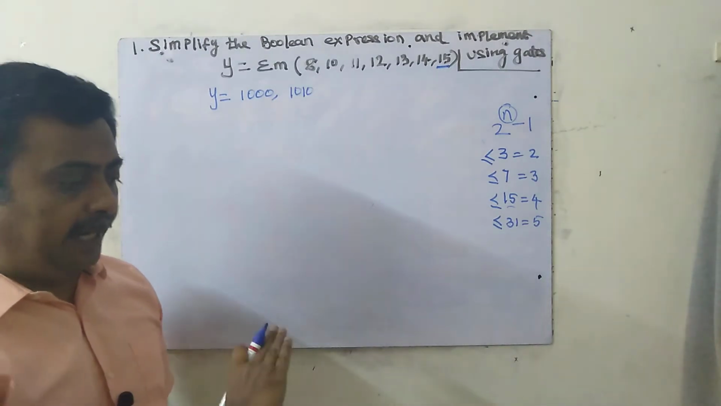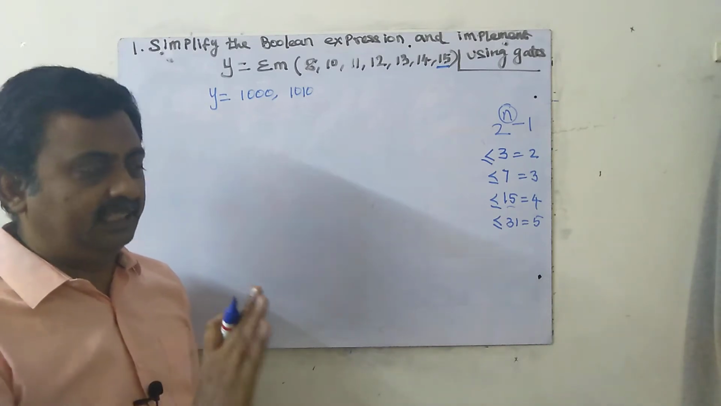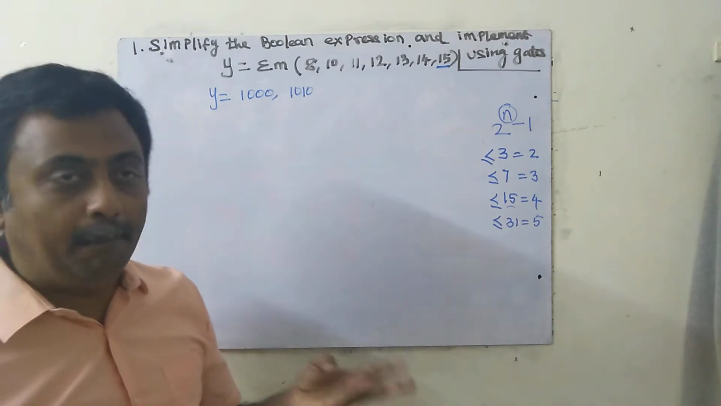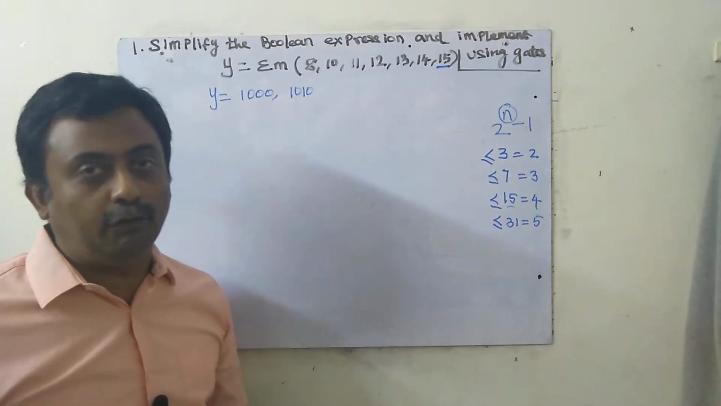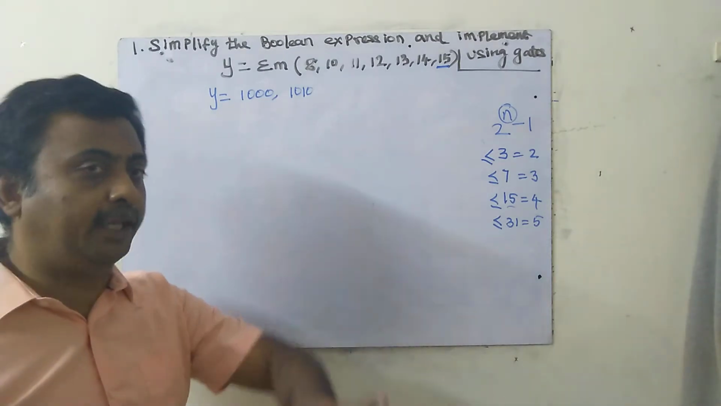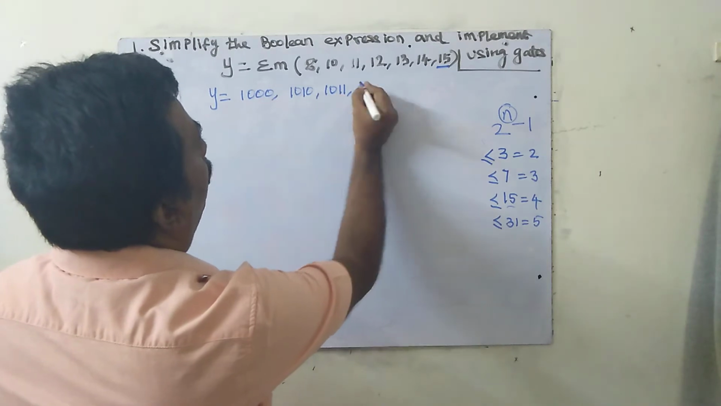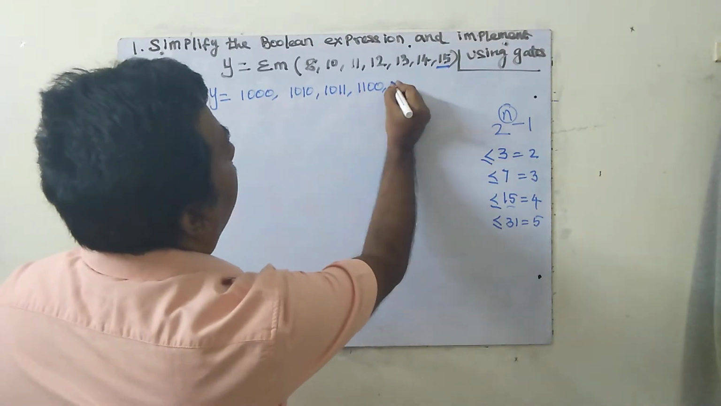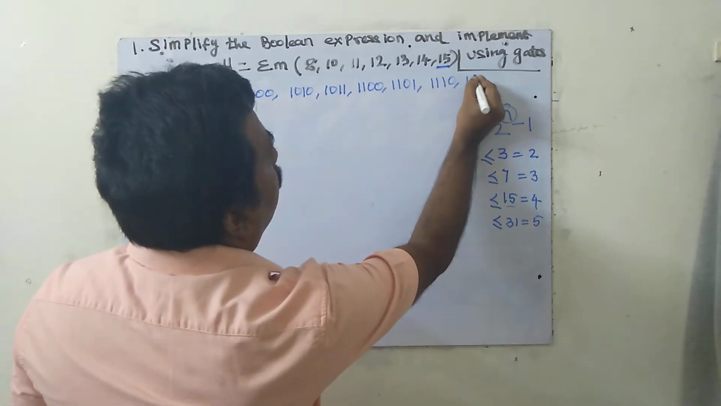Up to 15 you should remember the binary, decimal and hexadecimal conversions. Octal is not necessary. Binary from 0 to 15, with its equivalent hexadecimal and decimal, these three things you have to remember. Hexadecimal is used in microprocessors, the next subject. Next, 11 means 1011, 12 means 1100, 13 means 1101, 14 means 1110, 15 means 1111.